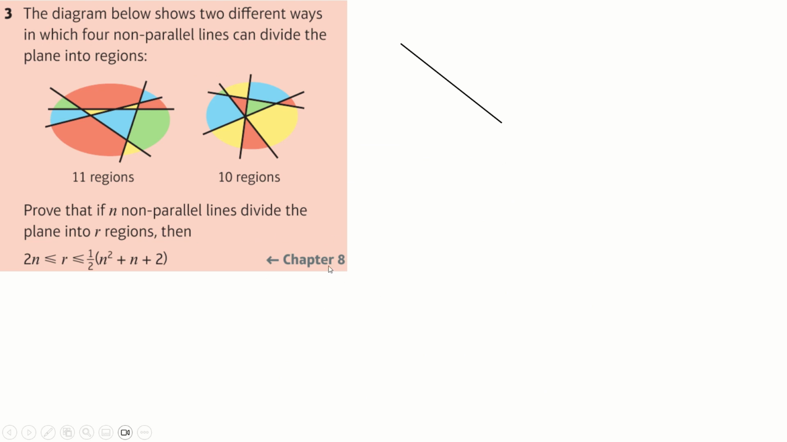It points to it and says chapter 8. So we're intending to do an induction proof to do this. So that's kind of cool. If you have one line, so we're going to start with the case n is 1. This breaks it up into two regions, clearly.